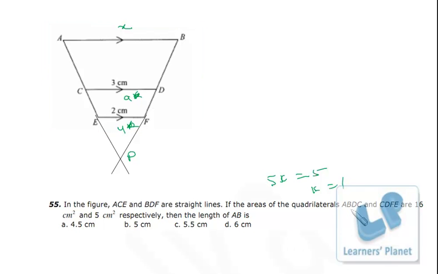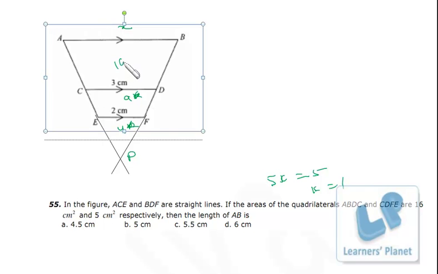Now similarly, the area of ABDC is 16, right? ABDC is 16. Now be careful: this is 4 part, this is 5 part, this is 4, this complete is 9, and only this portion is 16. So the complete area of APB will be 25, right? Just be very careful. This is 4.